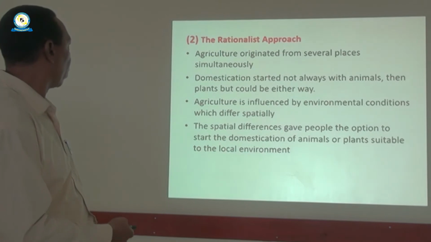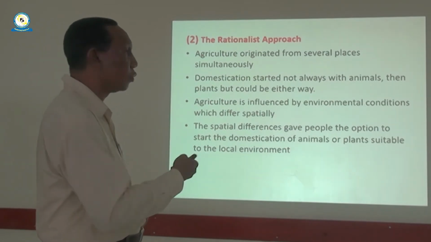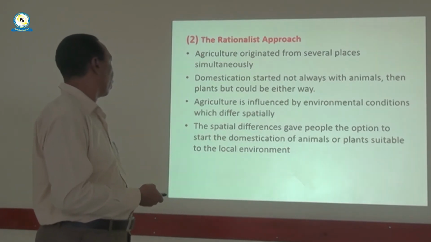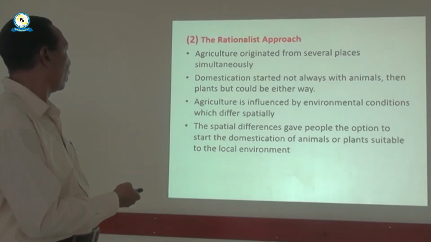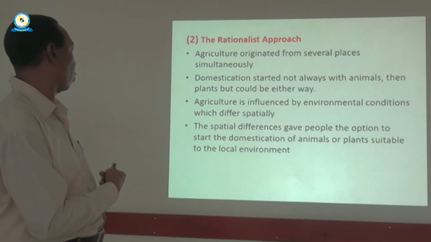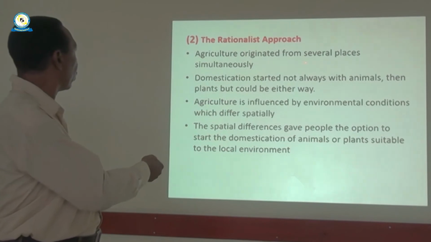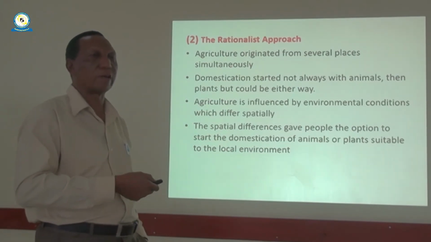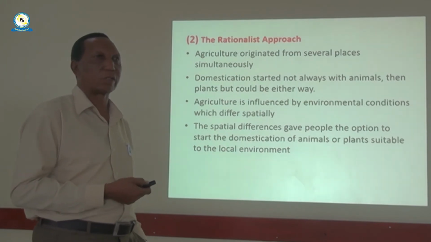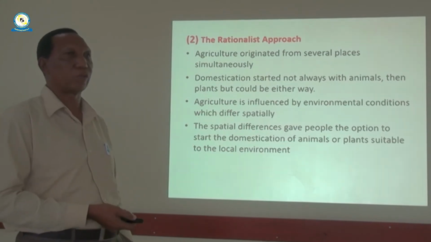The rationalist approach went a further step. They said agriculture originated from several places simultaneously. Domestication did not always start with the animals, then plants, but it could be either way. So, to start with the point that agriculture originated from several places simultaneously, this makes sense because the world is very broad, and it's not easy to think that agriculture moved from one point to another.